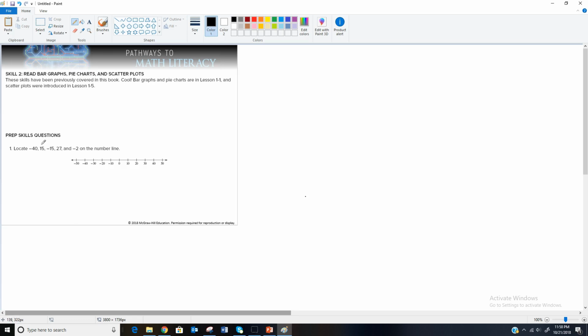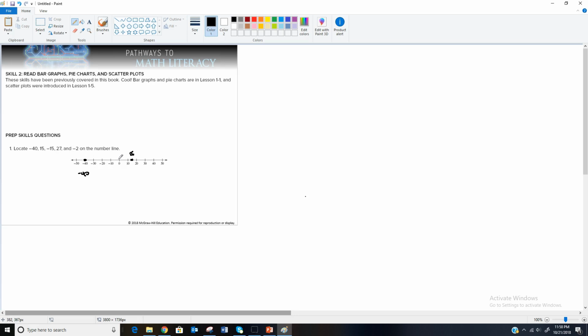So we're going to locate negative 40, negative 15, 15, 27, and negative 2 on the number line. So we have to look and see what it is labeled by. Well, it's labeled by tens, and so negative 40 would be pretty easy to find because it's right at one of the markings on the number line. 15, we want to be on the positive side now. Here's 10, here's 20. 15 would be halfway in between. So there's 15. Here's negative 40.